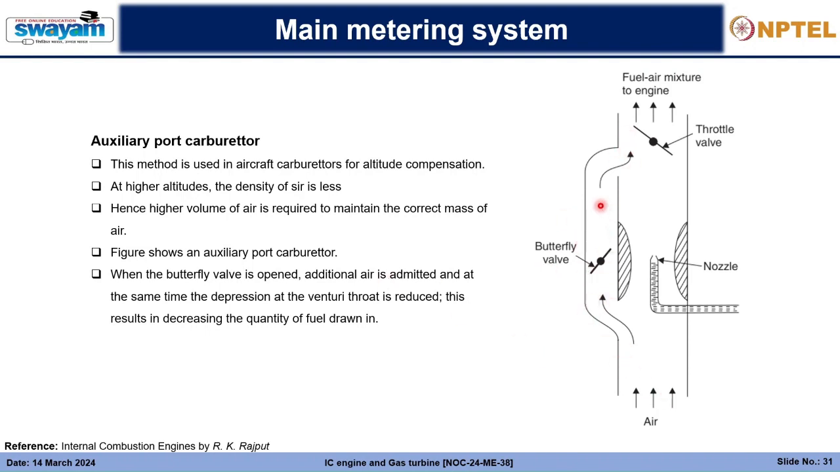In that case, an auxiliary port is given, and the port is controlled by a butterfly valve. So the butterfly valve, when it opens, admits a higher amount of air through this channel, and the normal amount of air is being supplied through this. So the normal amount of air is actually creating a richer mixture. When this amount of air mixes with this normal rich mixture, the mixture becomes lean, it comes to operating conditions, and finally this normal mixture, compared to a richer mixture, is supplied to the engine cylinder. So that is the entire case of an auxiliary port carburetor.